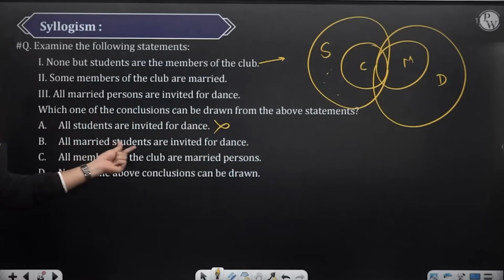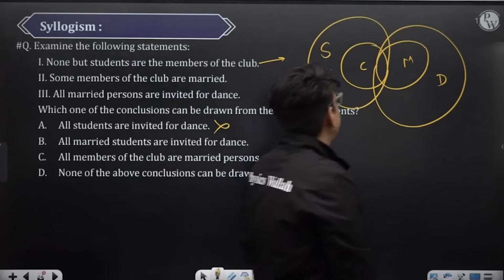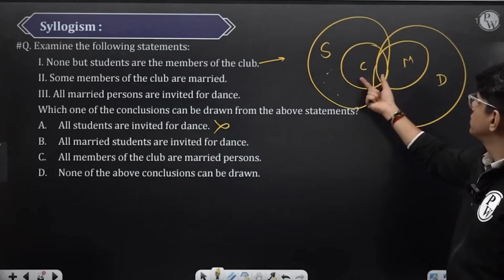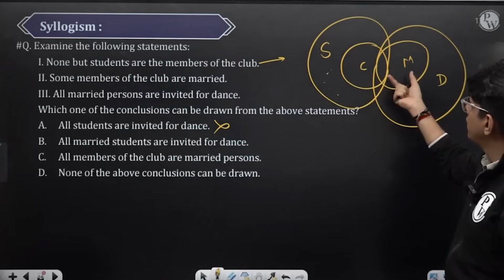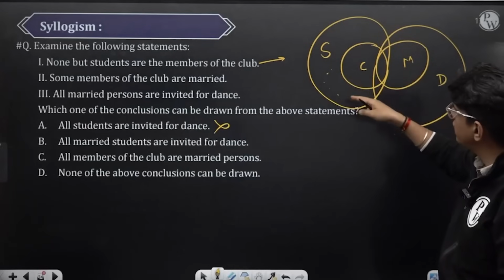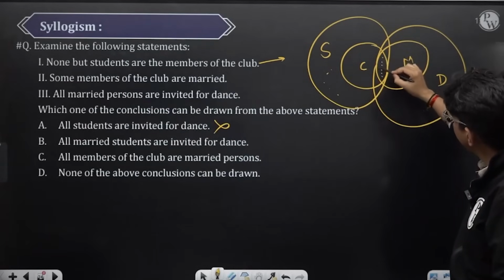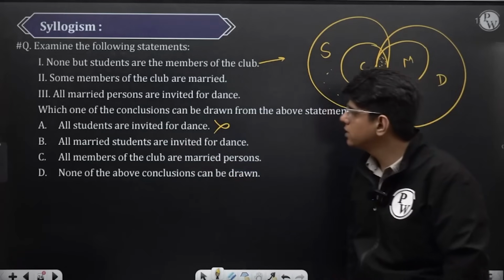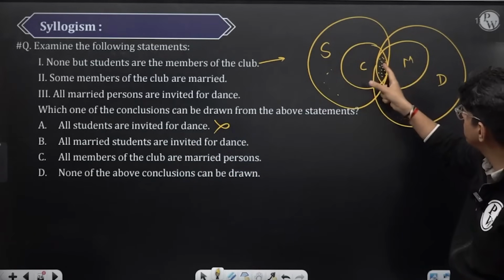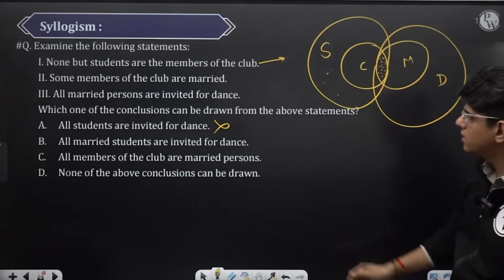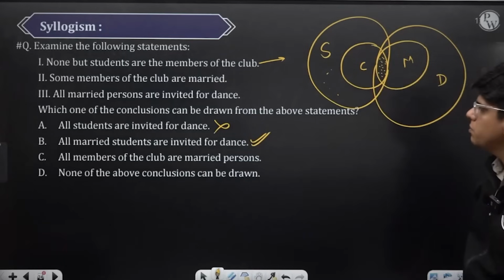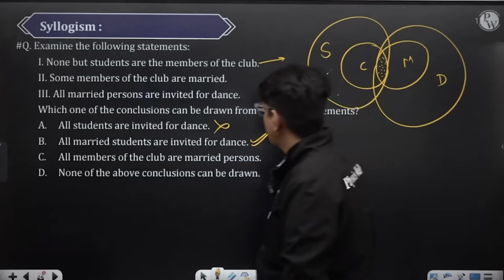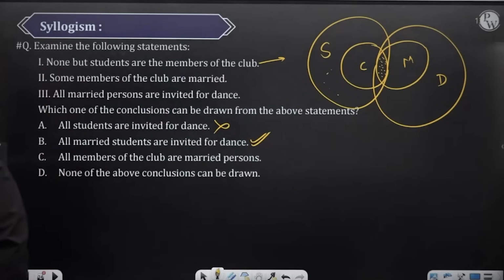Second, all married students are invited for dance. See, there are some club members who are married, and all the club members are students. So these many will be invited for dance. So all the married students, the intersection between the married and the students, will be included in the dance itself. So this conclusion is correct. All the members who are students and are married are invited for dance. So that statement is correct. So the second conclusion is correct. So we can answer that question like this.